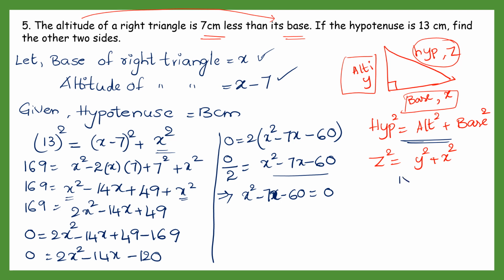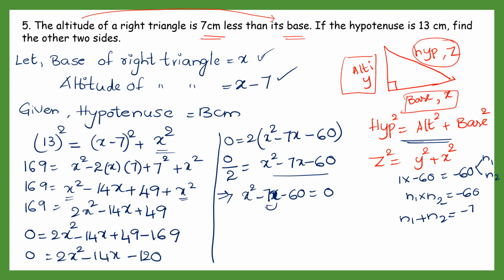So 1 into minus 60 is equal to minus 60. This should be split into two terms, n1 and n2. n1 into n2 should be what? Minus 60, and n1 plus n2 should be the coefficient of x. The coefficient of x here is minus 7.